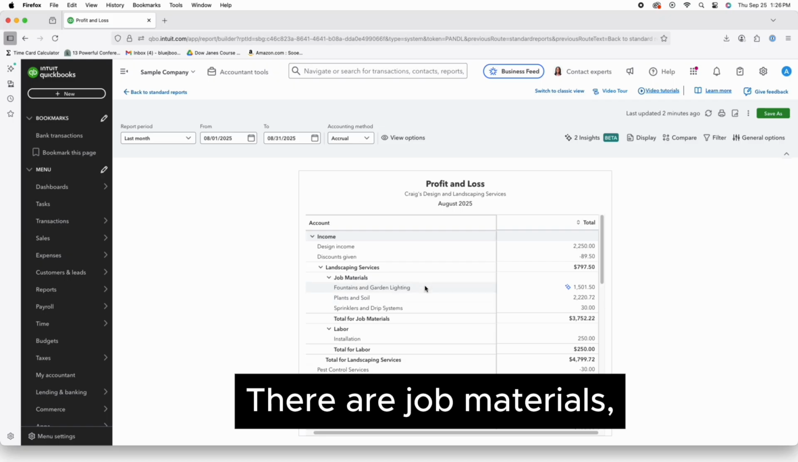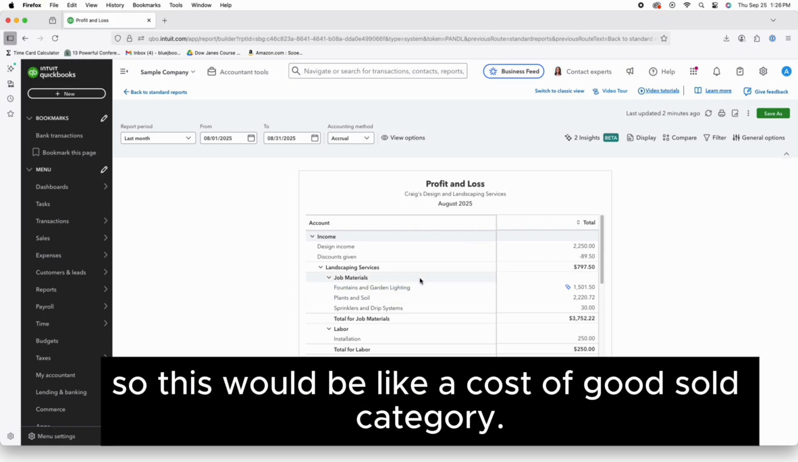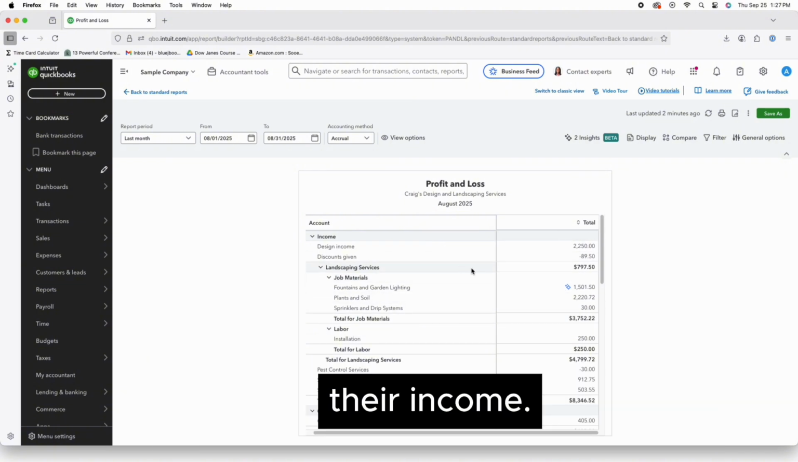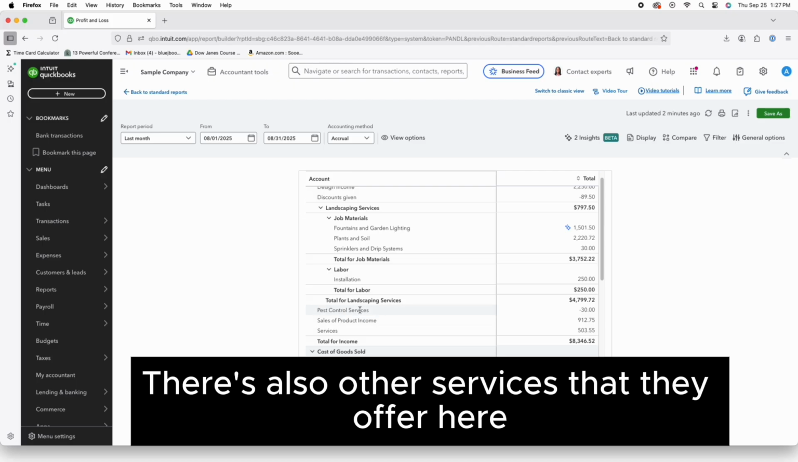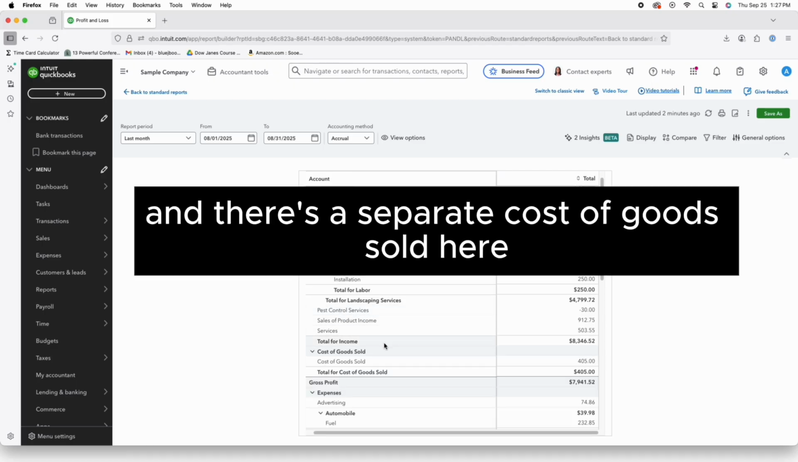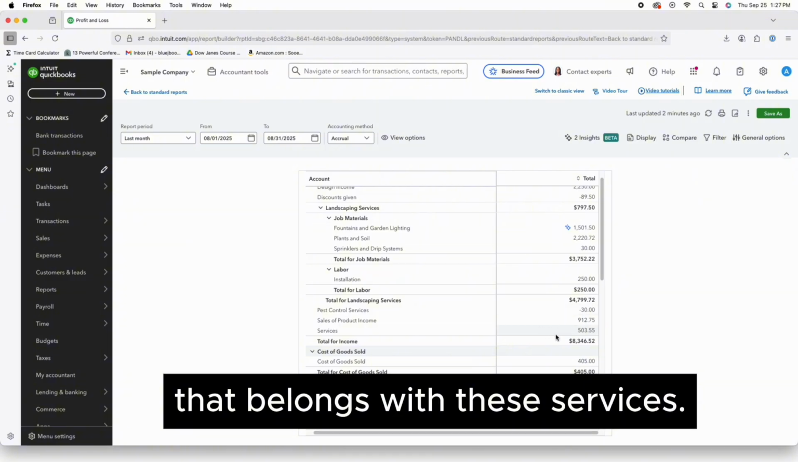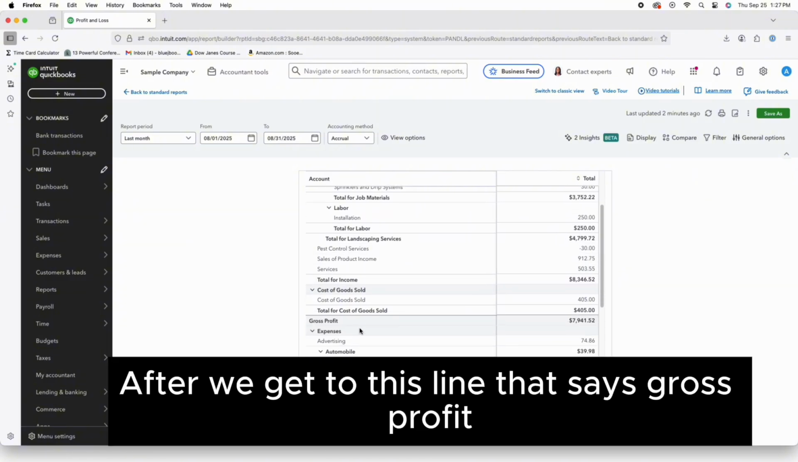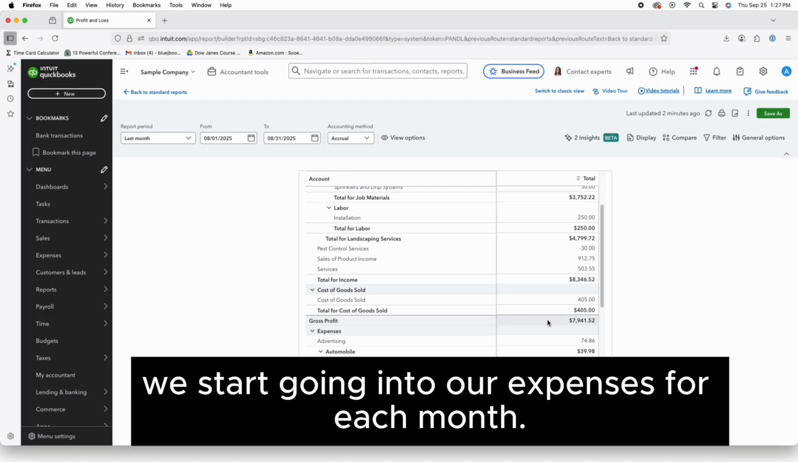There are job materials, so this would be like a cost of goods sold category. These are things that they bought specifically for their income. There's also other services that they offer here, and there's a separate cost of goods sold here that belongs with these services. After we get to this line that says gross profit, we start going into our expenses for each month.